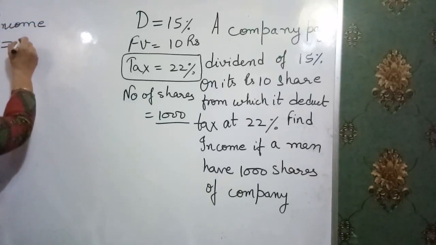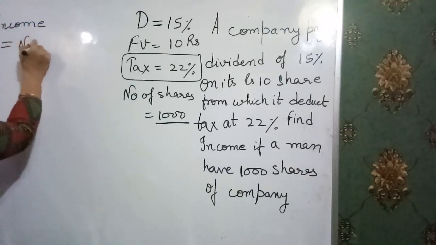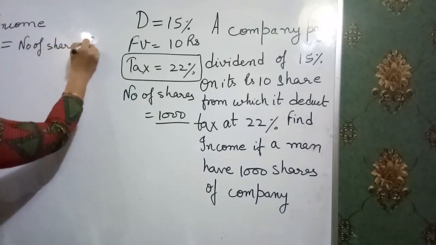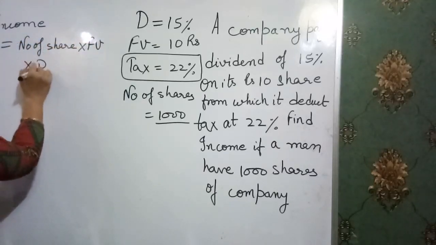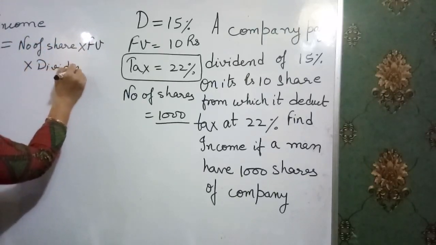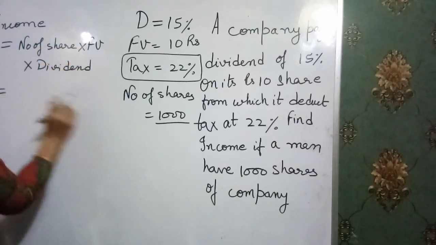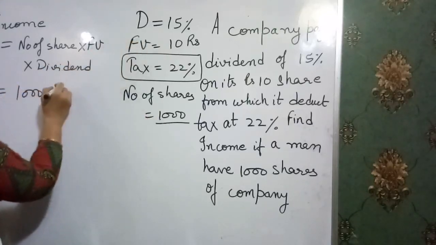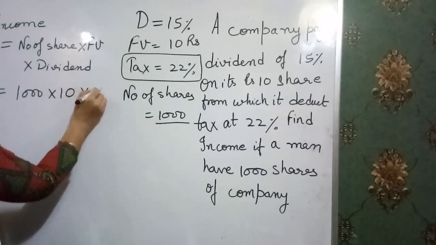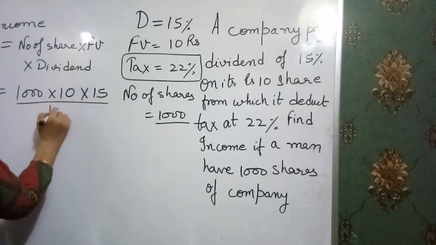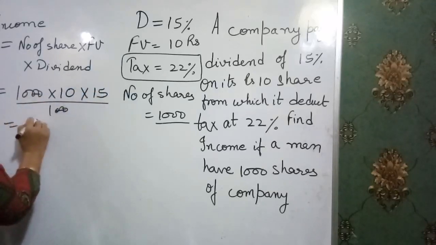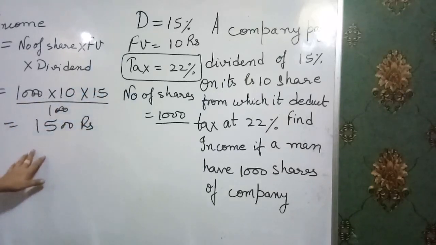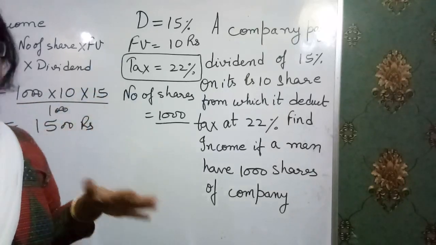And what is the formula for that? Number of shares into face value into dividend given by the company. I told you earlier. So the number of shares is 1000, face value is rupees 10, and dividend is 15 over 100. Let's calculate. That means he received rupees 1500 from the company as the annual dividend.